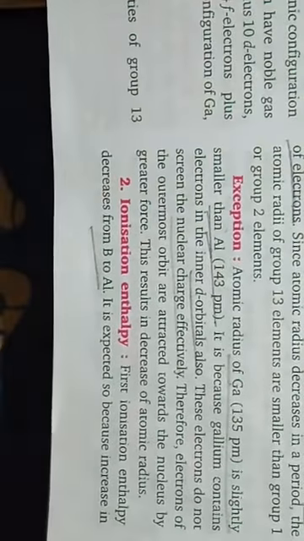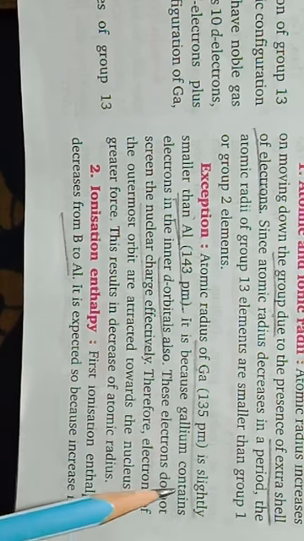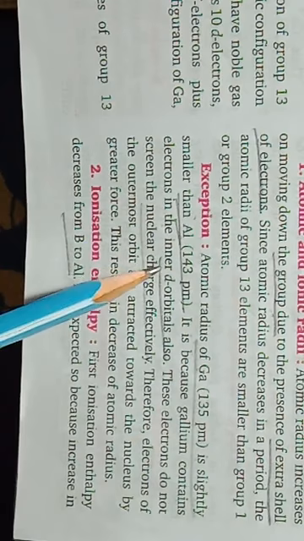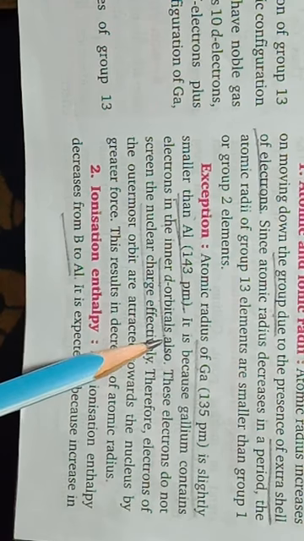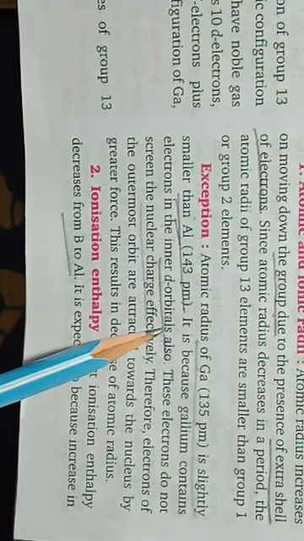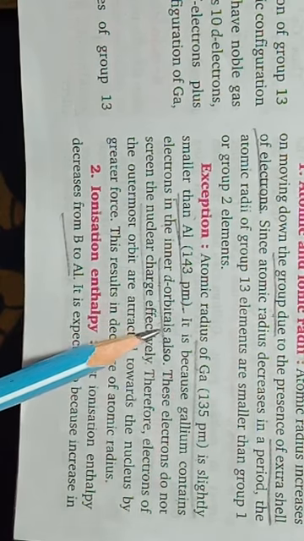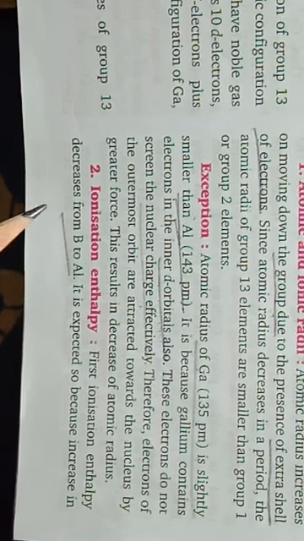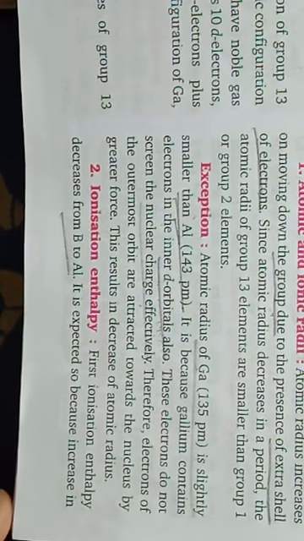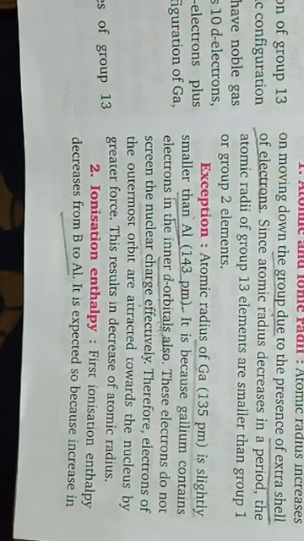This is because gallium contains electrons in the inner d orbitals also, and due to the poor shielding effect of d electrons, the effective nuclear charge on the outermost electron in gallium is comparatively higher. That is why these electrons are attracted more tightly towards the nucleus, and so the radius is shorter.